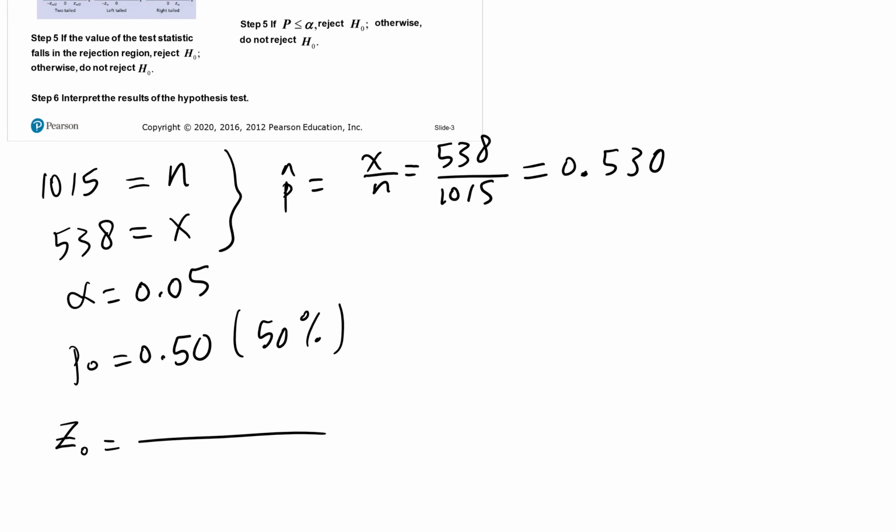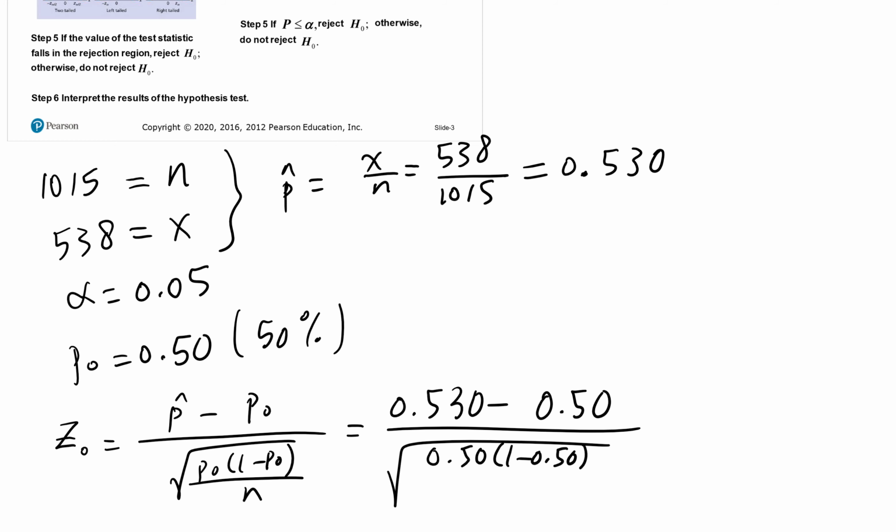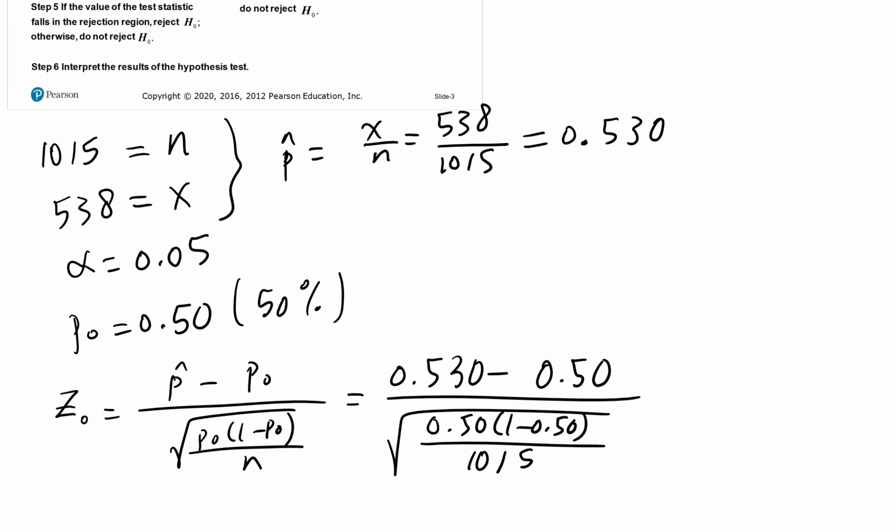So I have everything for the formula to find z sub 0. It's p hat minus p sub 0, over the square root of p sub 0 times 1 minus p sub 0 over n. p hat is 0.530 minus 0.50, over the square root of 0.50 times 1 minus 0.50, over n. n is 1015. If you put that in the calculator, that gives us 1.91. That's z sub 0.